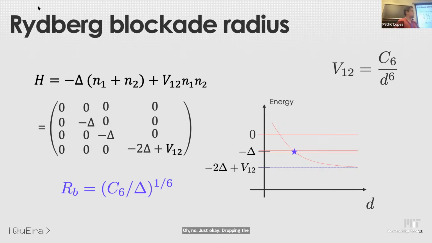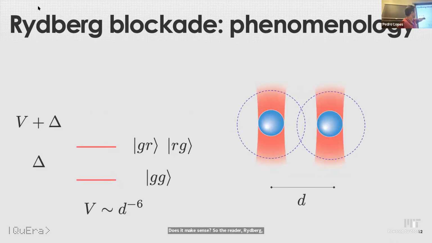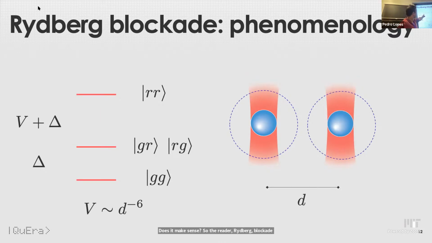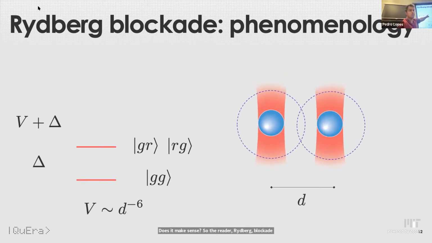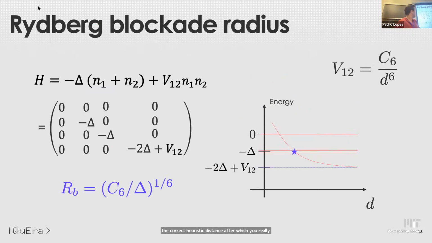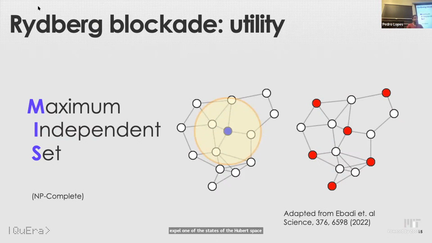Does it make sense? So the Rydberg blockade radius is the characteristic distance after which you really expel one of the states of the Hilbert space. What do you do with that? This is the basic language of quantum computing with neutral atoms.